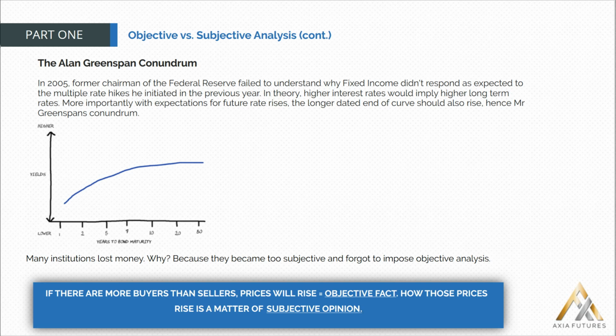Let's now continue this discussion of objective and subjective market analysis. Now, the example I'm going to take you through is one that baffled and bamboozled the financial markets for many, many years. It's called the Alan Greenspan conundrum.